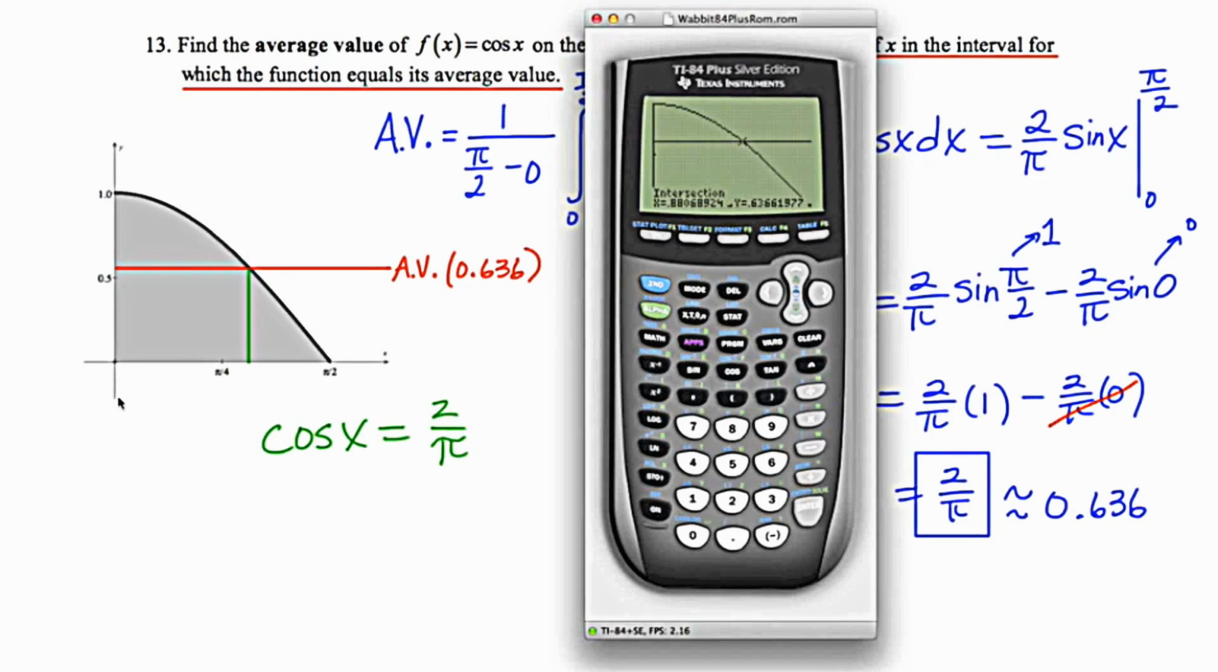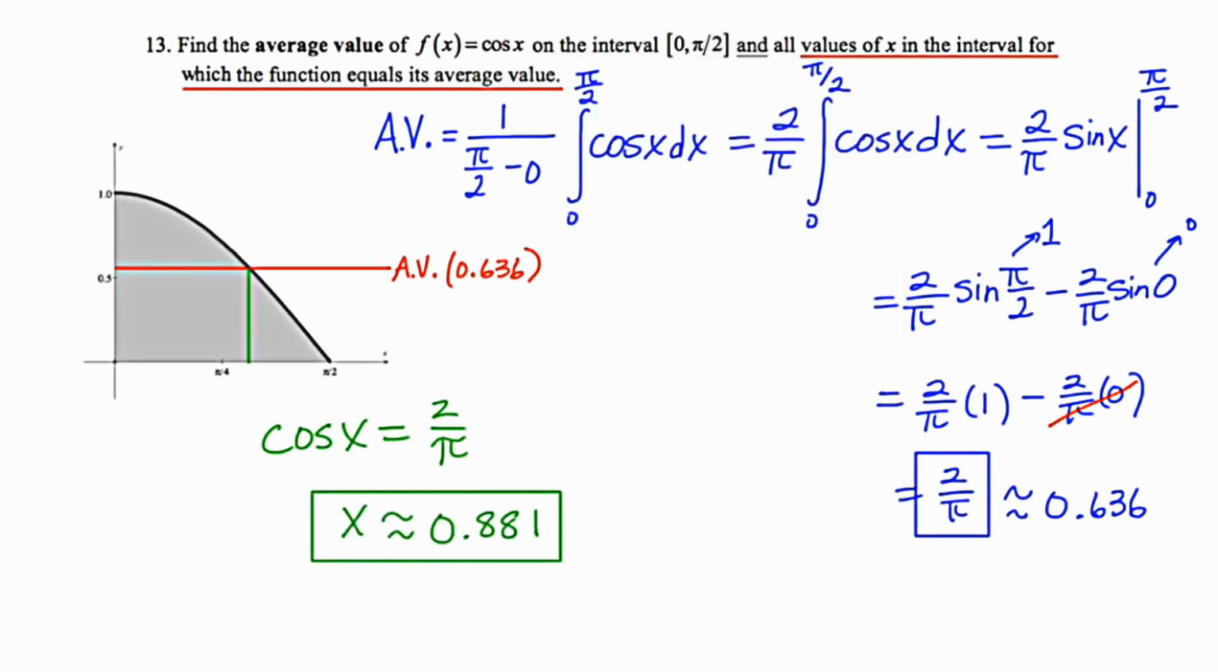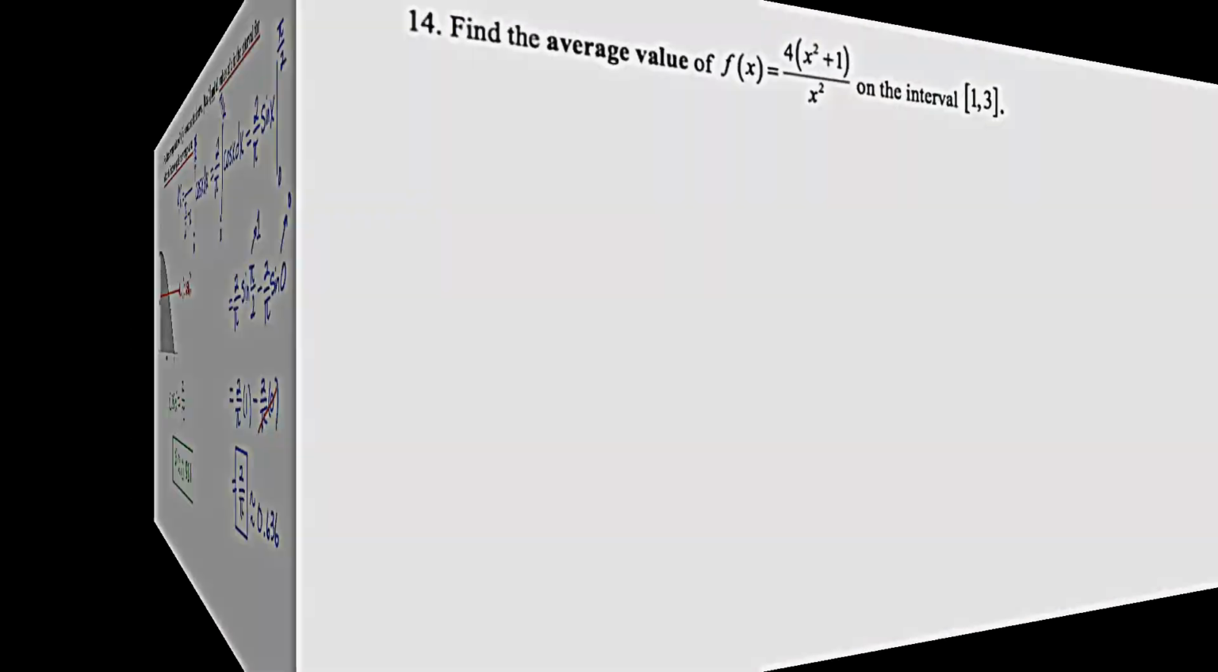Remember, on the AP test, you have to use 3 decimal places, either truncated or rounding. So I'm going to put 0.881. So in this problem, we did 2 things. We started by finding the average value, and then in part B, we found the x value for which the function assumed its average value. Let's move on to slide number 4.